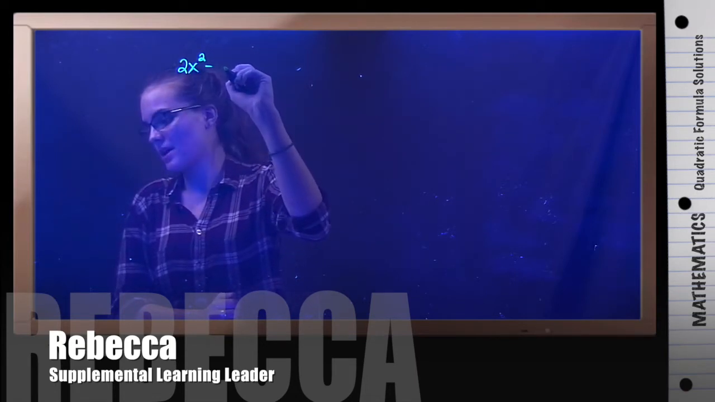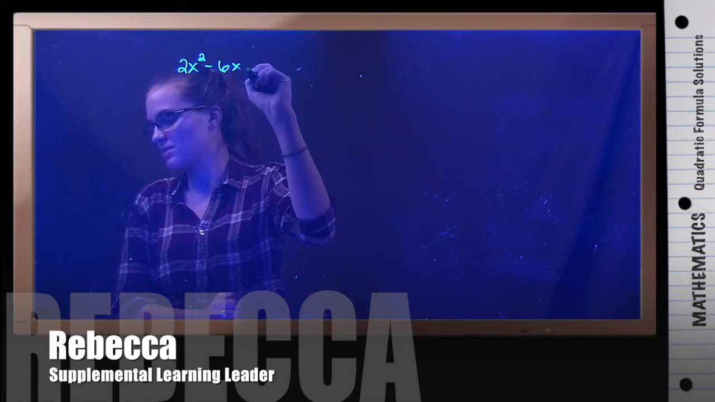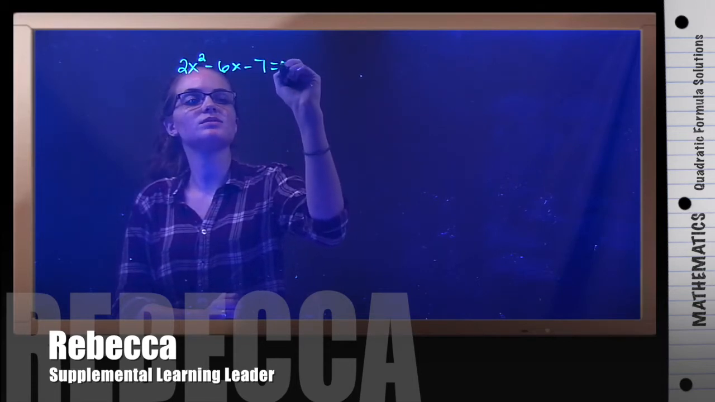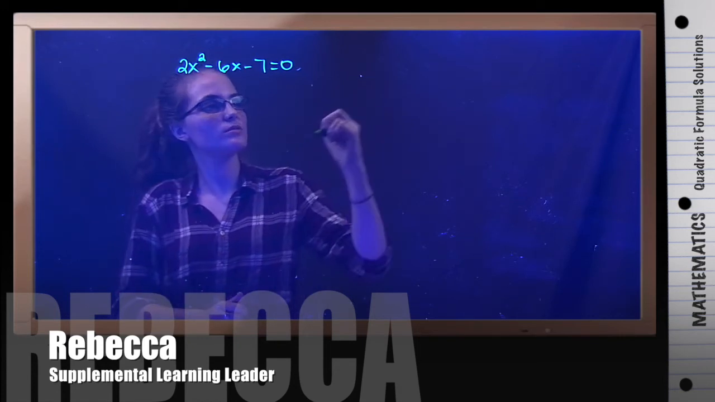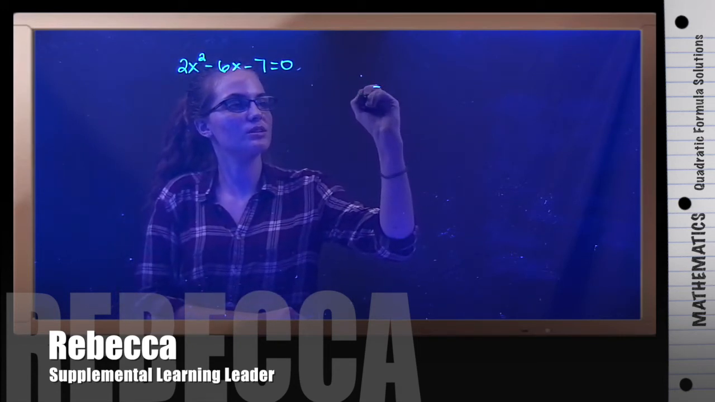Okay, I'm going to solve this problem by using the quadratic formula. 2x squared minus 6x minus 7 equals 0. Now, in order to solve using the quadratic formula, first you have to know what the quadratic formula is.